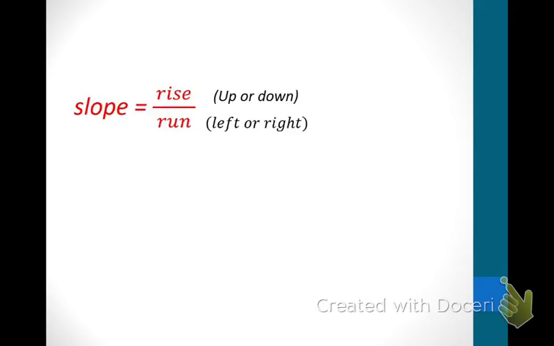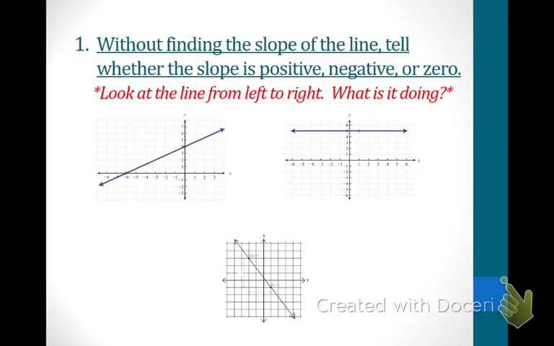Tell me one more time, what is the slope formula? Rise over run. Good job. On your quiz on Monday, on your test next Wednesday, you're going to have to know that formula. Then we're going to go ahead and review this from the other day. Without finding the slope of the line, tell whether the slope is positive, negative, or zero. Read me what it says in the red.